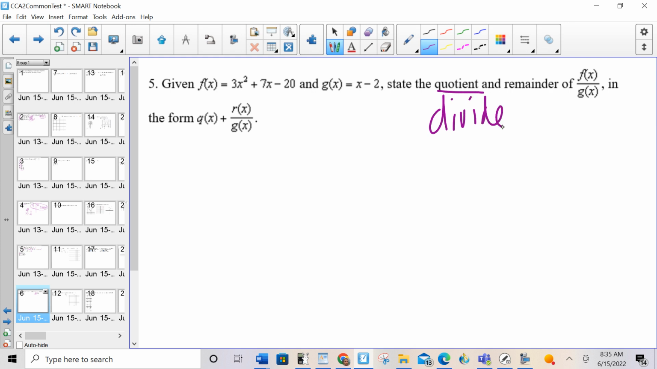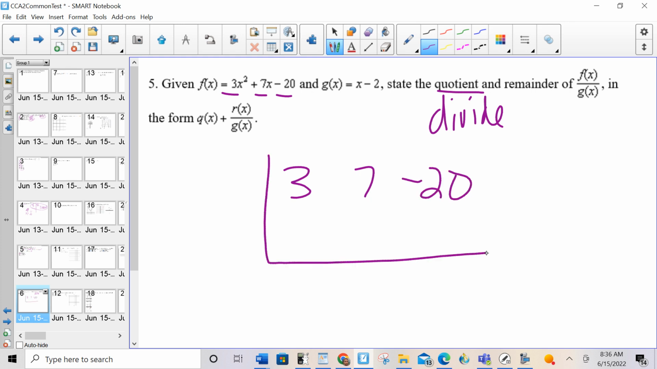Again, I can't predict the exact exam, but it's unlikely you're gonna have to do long division. I can only think of one question ever where you had to do long division as an open response question. Because if it's multiple choice, we can use our multiple choice strategy. So we're just gonna focus on synthetic division. List the coefficients, 3, 7, negative 20. You wanna check for missing terms.